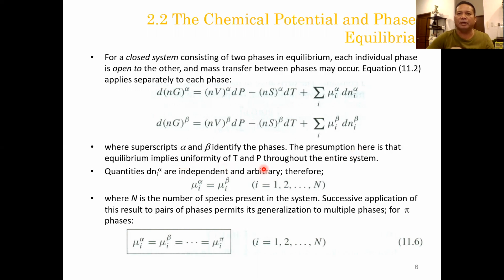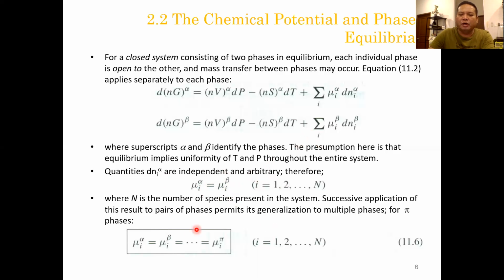Remember when I told you that when it is in equilibrium, it means that the evaporation and also the condensation occur at a constant rate where both are the same. So the process is still occurring, but at this constant rate that we perceive it to be constant. That is defined as equilibrium. So the quantities for dn can be independent and arbitrary. So the chemical potentials of species alpha and beta should be the same, because the rates are the same.